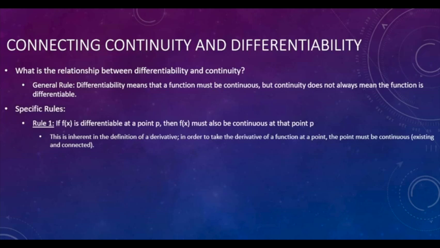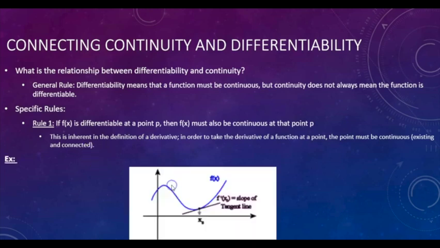So rule 1: if f of x is differentiable at a point P, then f of x must also be continuous at that point P. This makes sense if you take a look at a function like this one. When you take the slope at a point, it means that that point must exist, or else you wouldn't be able to take the slope there.